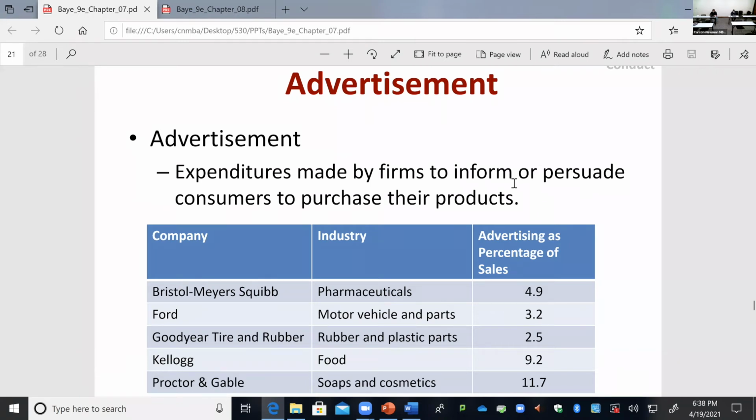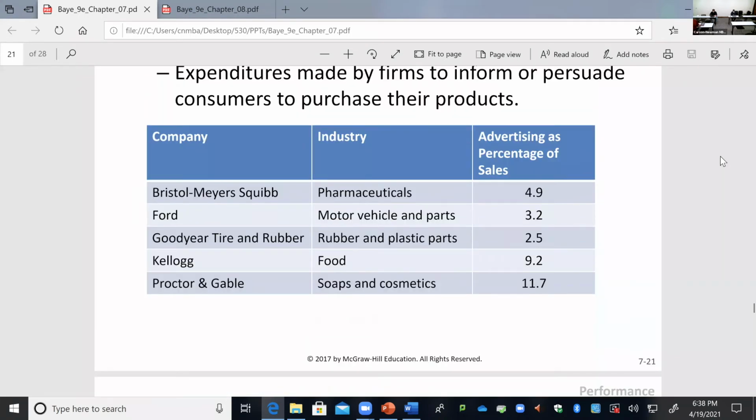Now, advertisement. If you look at the advertising budget, cosmetic soap is at the top, and pharmaceuticals says 4.9. It's maybe because the firm is so big and profitable. But if you look at TV recently, most of the commercials you see are for pharmaceuticals, right? A ton of them, and they're all long, sometimes they span over a minute.